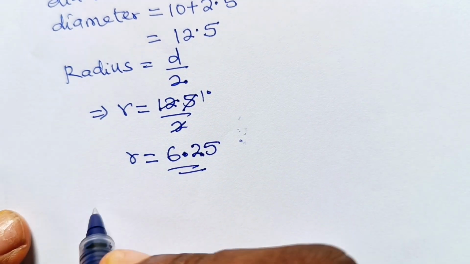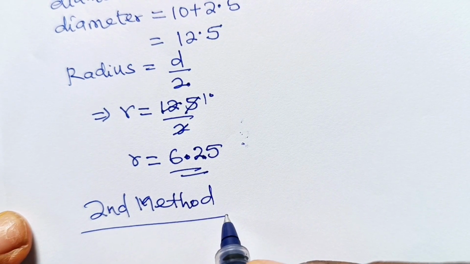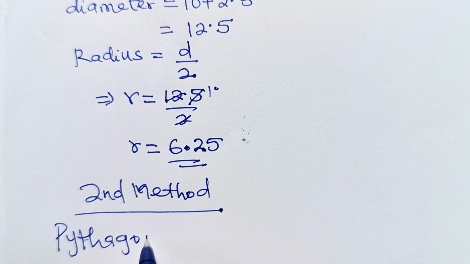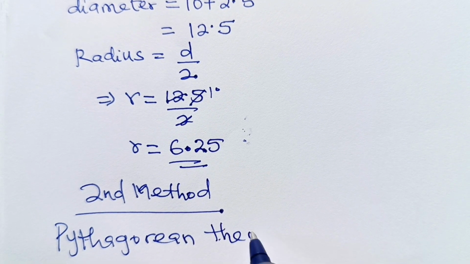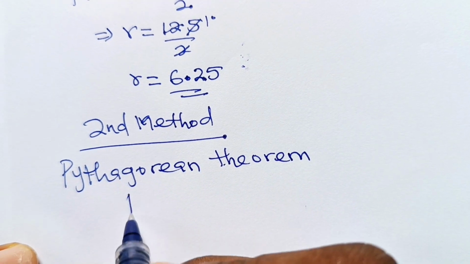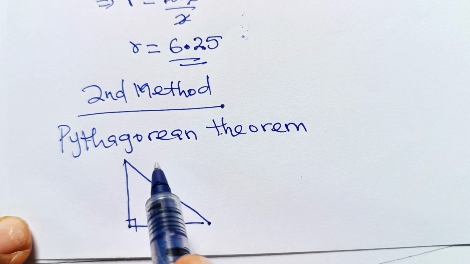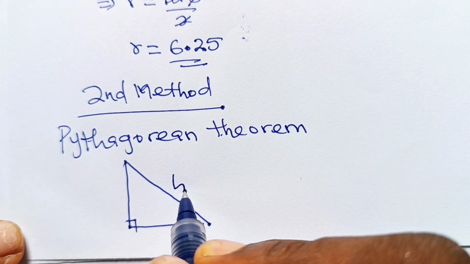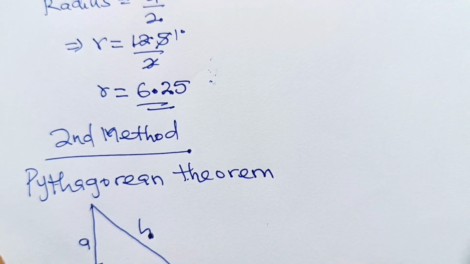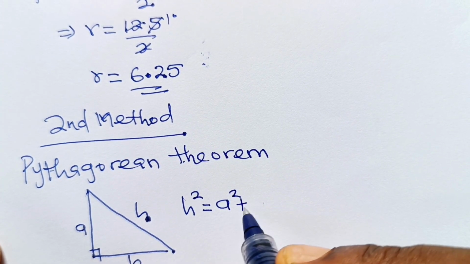If we talk about the second method, like I said, it is the simplest. The second method is the Pythagorean theorem. The Pythagorean theorem states that in a right angle triangle, the longest side is our hypotenuse. Let's call the other sides a and b. According to the Pythagorean theorem, h squared is equal to a squared plus b squared.